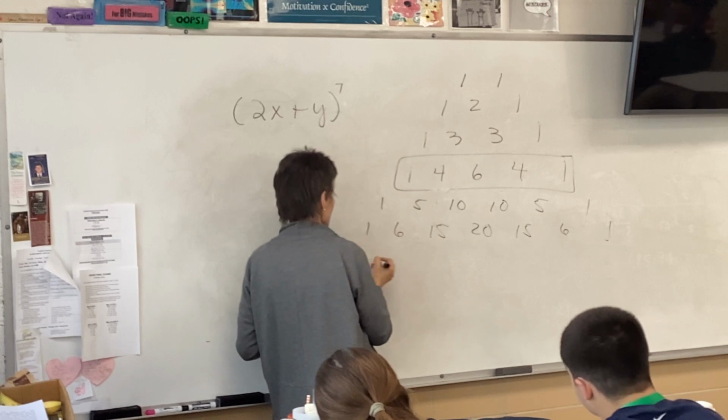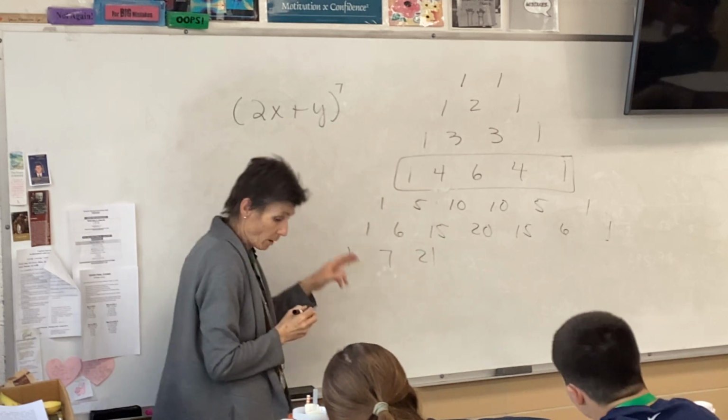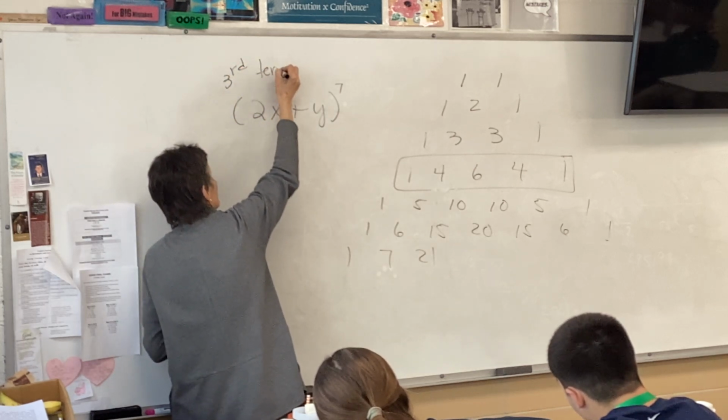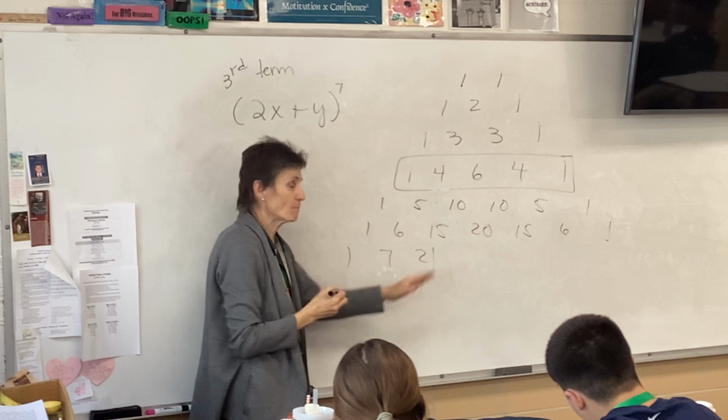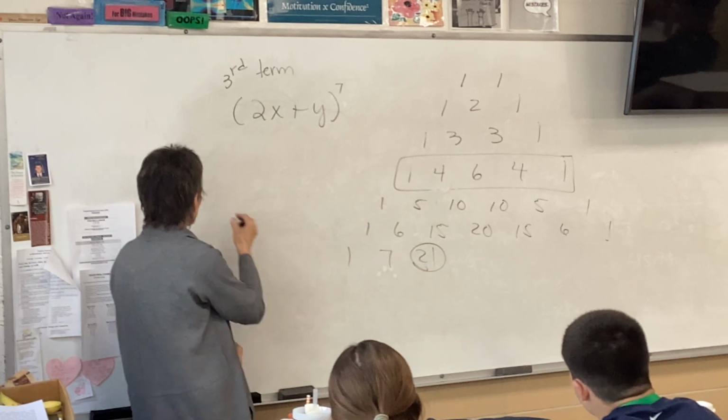And here comes the 7th row, and I'm going to stop right there, because what do I want in this problem? I want the third term. So there's no point going any further. Isn't this going to be the third term? So I'm going to start with my 21.